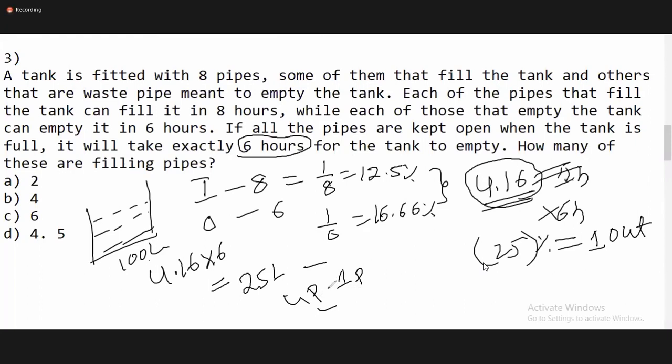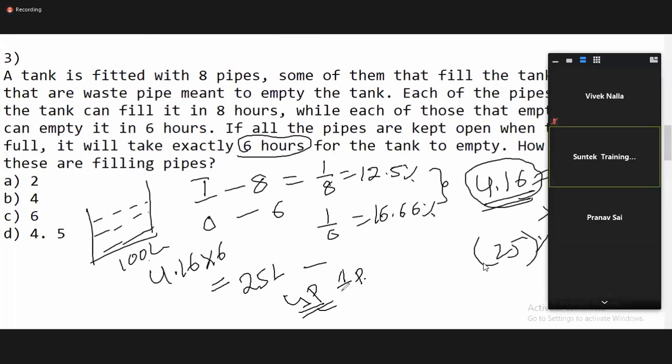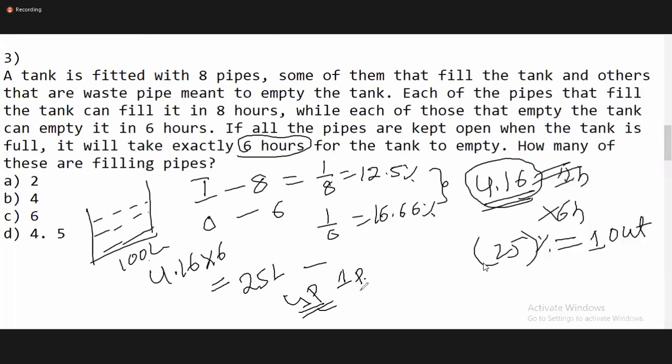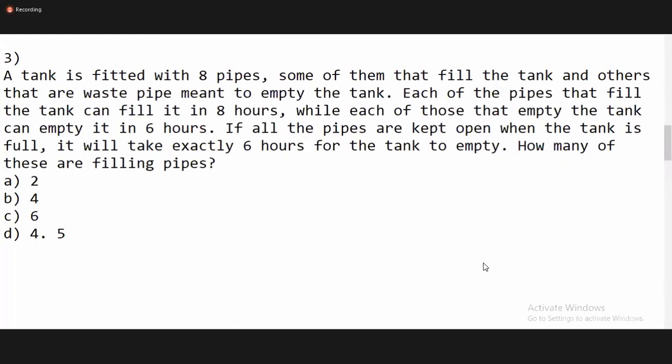People are asking me in the live chat, people who have doubts, you need to tell me. So four pipes you need so that it will be empty, right? With a total of 8 pipes, four should be inlet pipes and four should be outlet pipes. Yeah, that completes our solution.